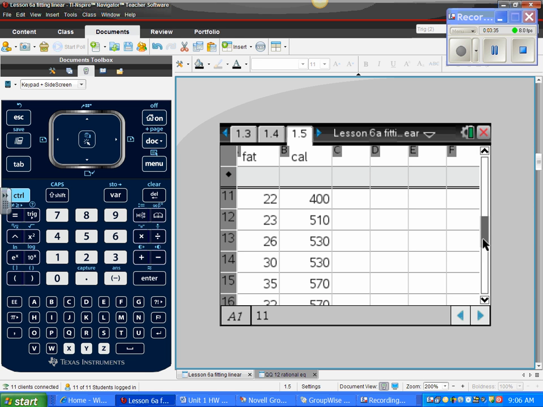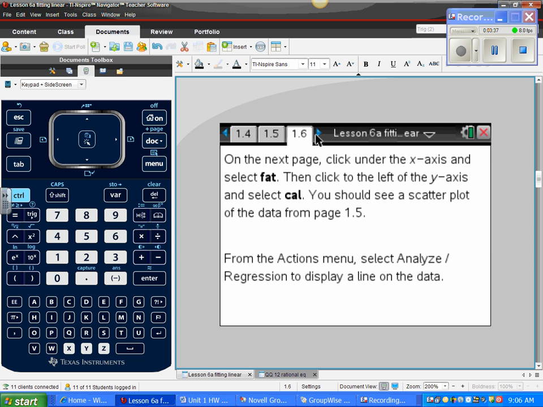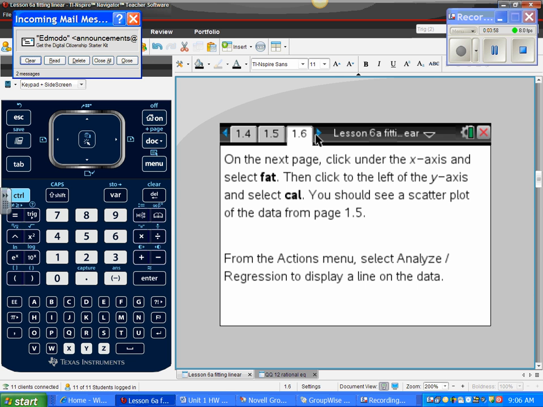So on the next page, we're going to put a scatter plot. You guys have dealt with scatter plots before, right? From this scatter plot, we're going to determine what our domain values were and what our range values were. Domain, again, is what values? X, and in our case, it's fat. And our range would be Y or calories. Okay, good. So we're going to go to the next page.